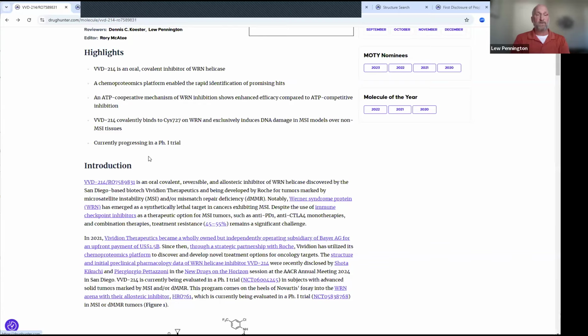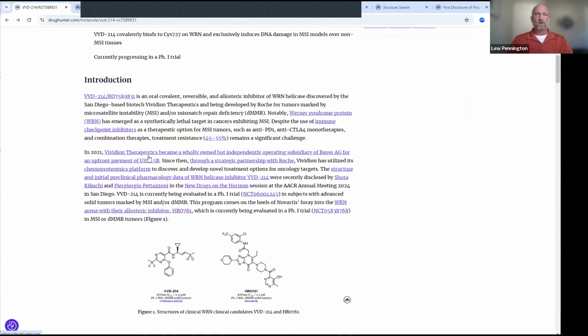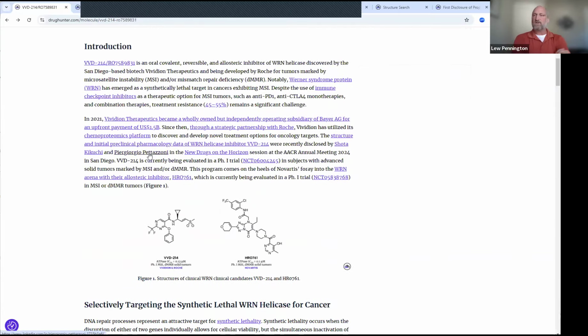So if you scroll down a little bit more to the introduction, I'm not going to go deep into it. But what we try to do in the introduction is really give people a sense of the content of the article, the context of the drug discovery effort, as well as the importance of the work. So we try to make sure people understand how this drug discovery story fits into the broader drug discovery world.